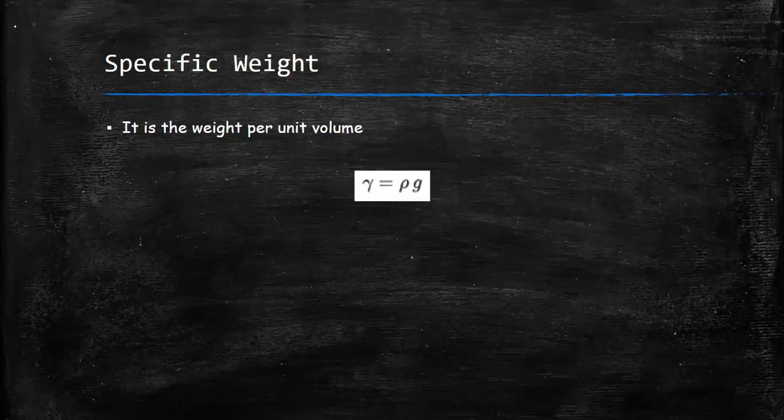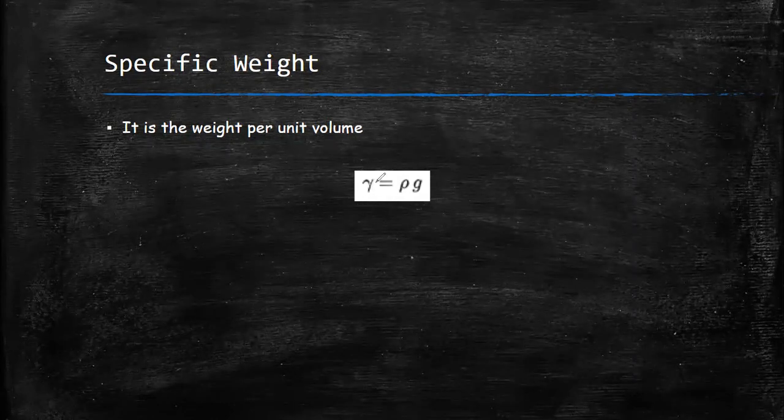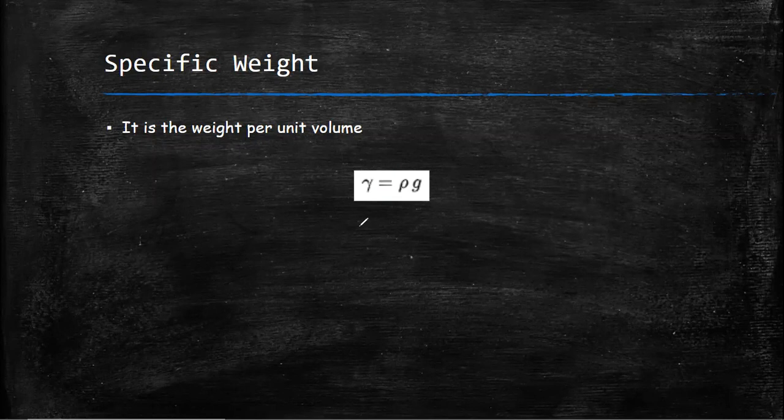Next property is specific weight. It is the weight per unit volume. Typically, specific weight is equal to the weight of a substance divided by volume. So instead of using the mass of the substance, we use the weight. That's why it's called specific weight, dividing by its volume.